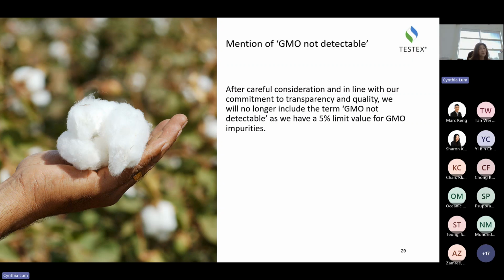It's because we have a 5% limit value for GMO impurities. So the fact that there is 5%, so the GMO not detectable is misleading. So we will no longer include this phrase, GMO not detectable, in organic certificates.